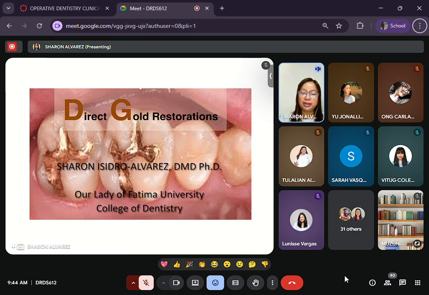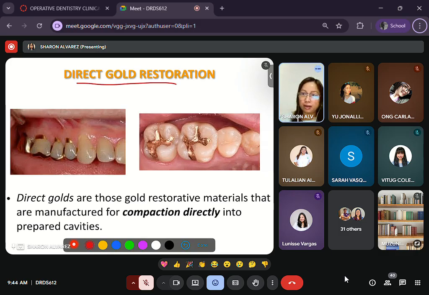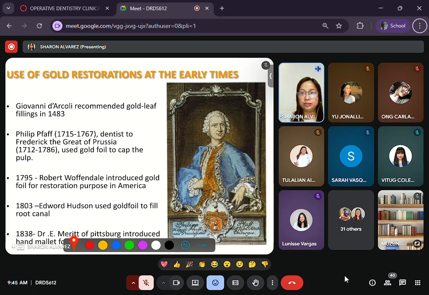Okay, so the topic is all about direct gold restorations. Direct gold restoration is defined as a direct restorative technique which involves the use of manufactured gold restorative material that is placed directly into the prepared cavity. So on the same appointment, the direct gold restoration is provided. It is compacted into the prepared cavity. So that's the direct gold restoration.